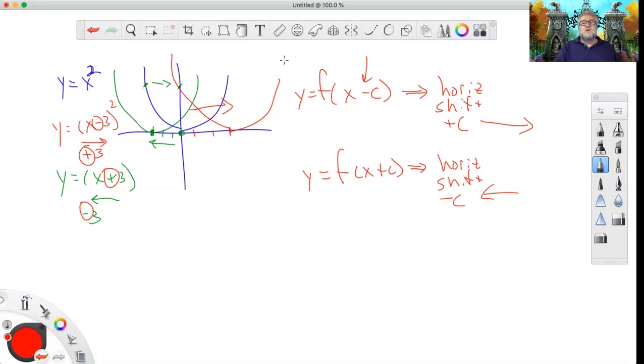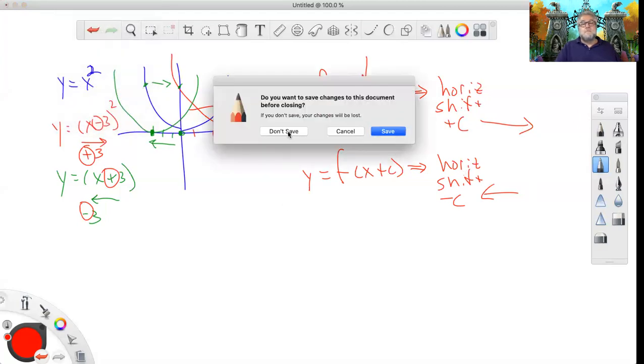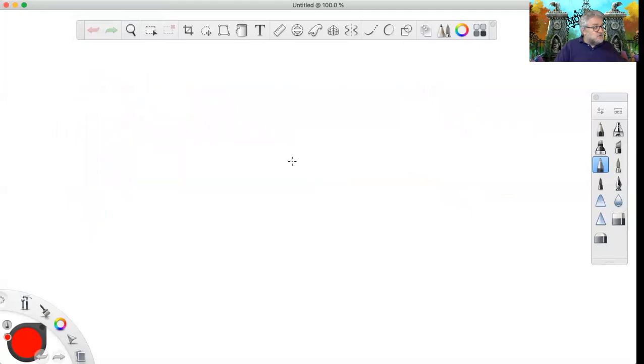Okay, so here's one of our rules for translations of graphs. This is how we do a horizontal shift in the positive or negative direction. Okay, we'll do a new one. Now, let's go back to our function y equals x squared, and let's draw it like this, y equals x squared.